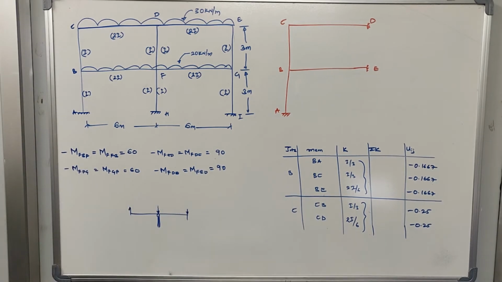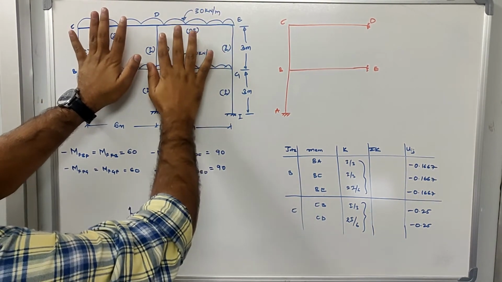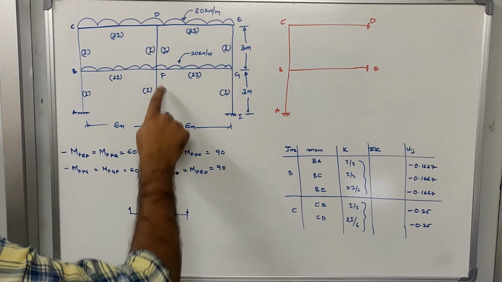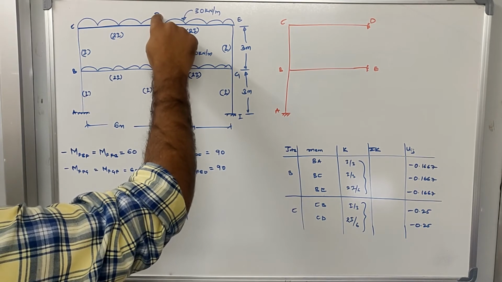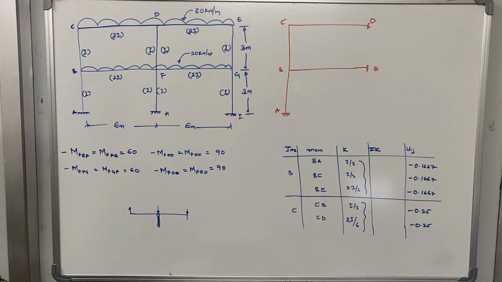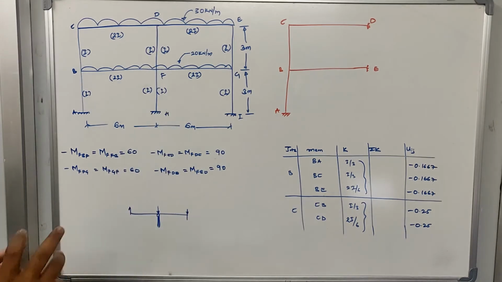You need to imagine in a way, while analyzing a frame, how these moments and forces will function. If you see in this frame, the load on this side and the load on this side are equal. Because of that, the moments in these columns will be equal to 0. So M_HF and M_FH will be equal to 0. M_FD and M_DF will be equal to 0. So the moments will not get generated, but the forces will get generated. The reactions that get generated will be transferred to the foundation. So that is what you need to understand.